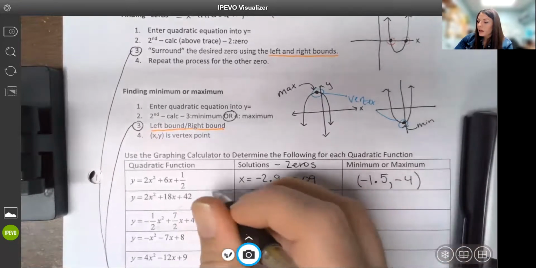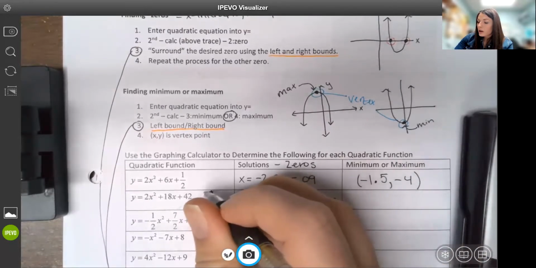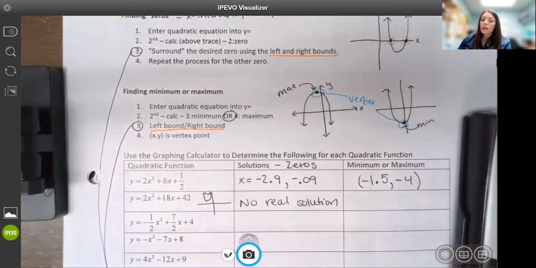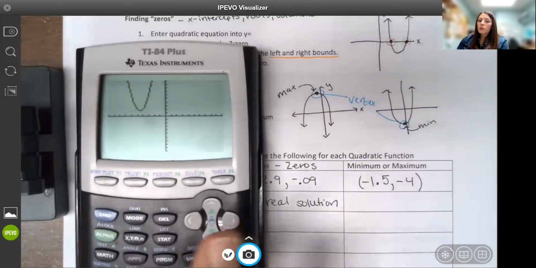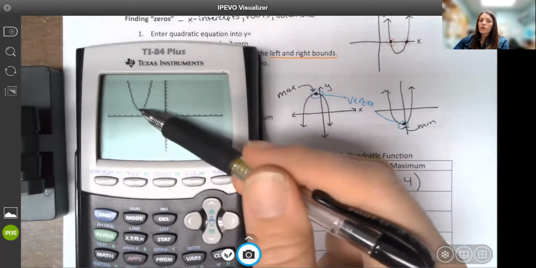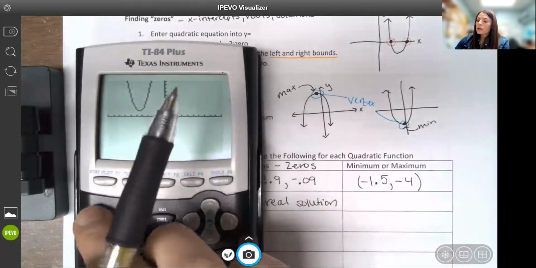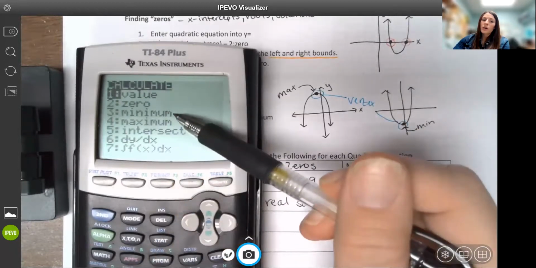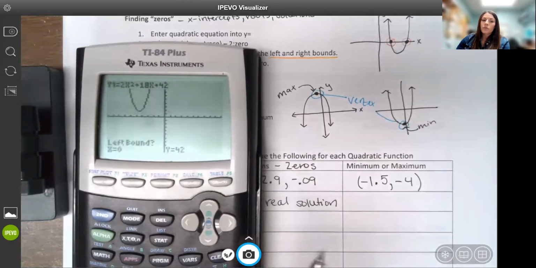Because our graph never crosses the x-axis, there's no solution that we can find. But we can still find a minimum or maximum. And again, on this one, because it's opening up, the vertex is going to be the lowest point, or the minimum. So I go second calc, and I'm just following my steps here. I know I need minimum, so I select 3.